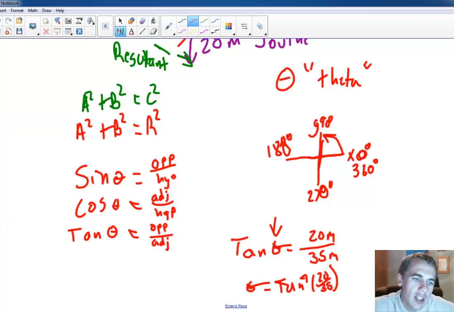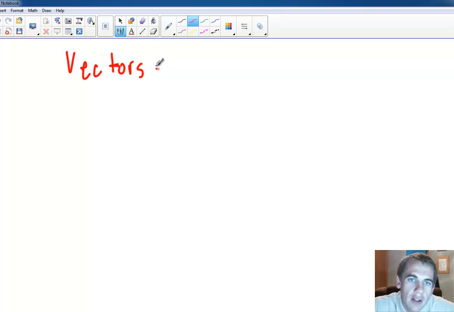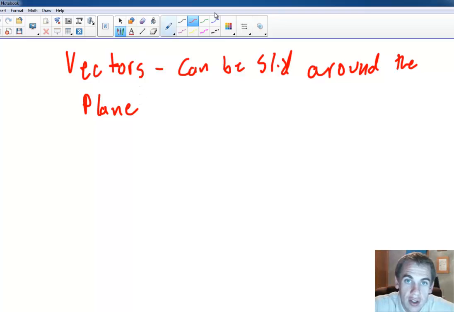theorem. But let's actually take a look at what's going on with vectors. Vectors have a magnitude and direction, so they don't care where they're at. And this is one of the cool things that we know about vectors. Vectors can be slid around the plane. Here's what I mean by that. Since a vector just includes a direction and a magnitude, which essentially is a length, or a force or whatever, we represent the magnitude of a vector with the length.